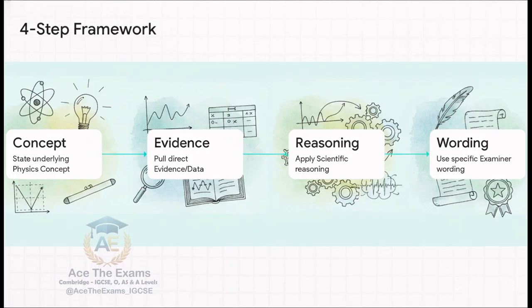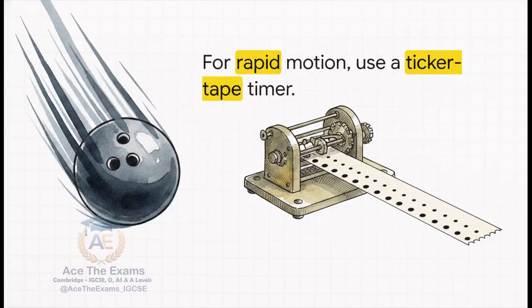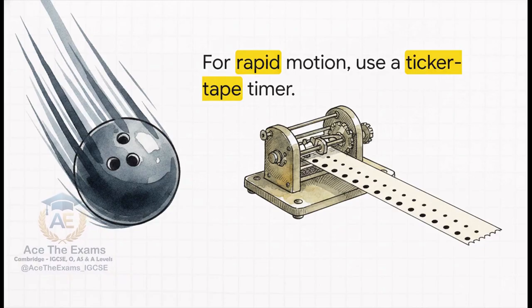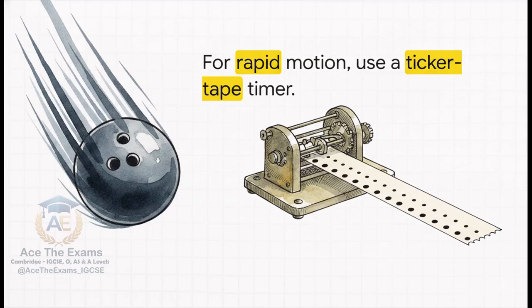Now, applying this exact framework to freefall and terminal velocity experiments, we suddenly run into a massive problem. The speed changes incredibly fast. Remember that 0.5-second reaction time limit we talked about? A stopwatch is completely useless here. So, applying step 4 of our framework, the examiner wording, you must explicitly state the correct automatic timing device.